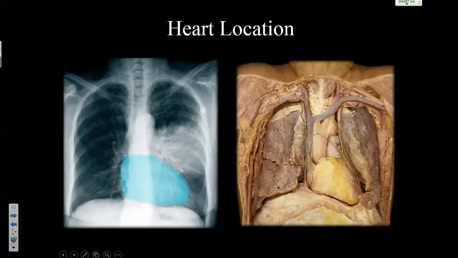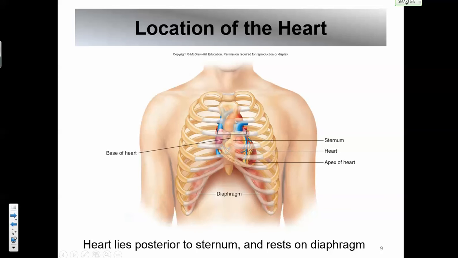Okay, and then here you can see its location in the mediastinum, and it's sitting on top of your diaphragm. Okay, and then you can see it's very well protected by the rib cage. Notice that it's not straight up and down. It angles. The apex, the bottom end of it, is the apex. See how it angles to the left a little bit?